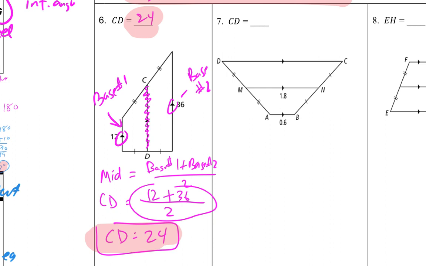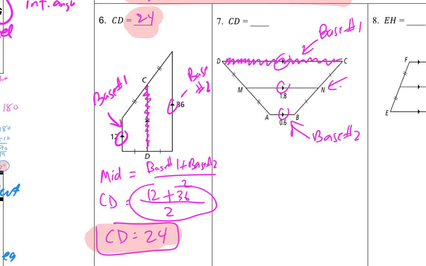Let's keep it moving. All right, so next, this one right over here. CD, this is switching up. CD is this right here, so that's what we're trying to find on this one. But is that the mid-segment? No, that's base number 1, because we see that they're parallel. If that's base number 1, this one is base number 2, and then this one is the mid-segment.